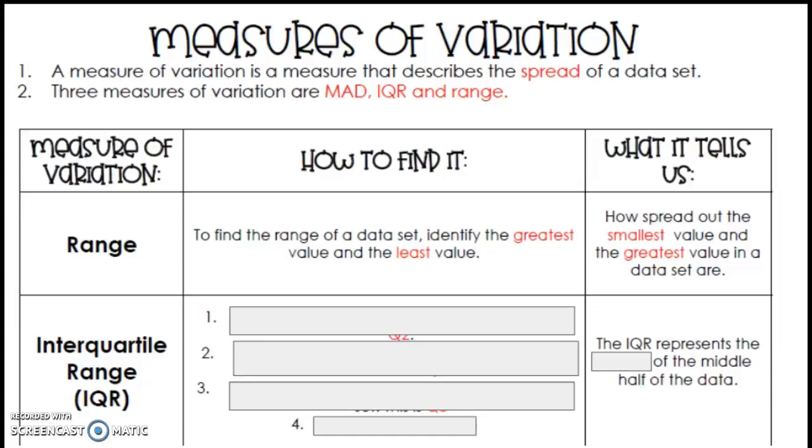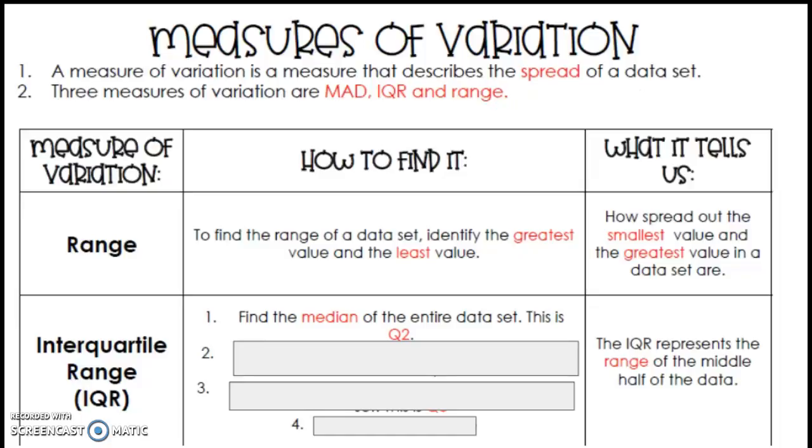Okay, this is a new thing for you, interquartile range. You need this to draw your box and whisker plots. And I think you've already drawn your box and whisker plots, so this should be pretty easy for you. The interquartile range represents the range of the middle half of the data. So when you draw your box and whisker plots, it's the box. It's the smallest number in the box compared to the largest number in the box. That's the interquartile range. So this is how we do it.